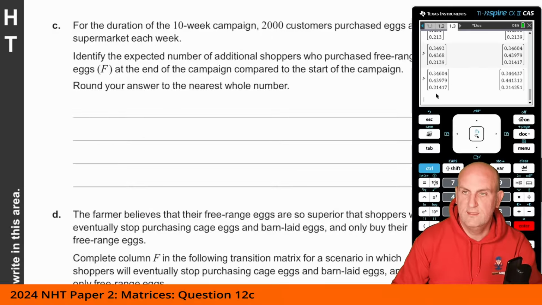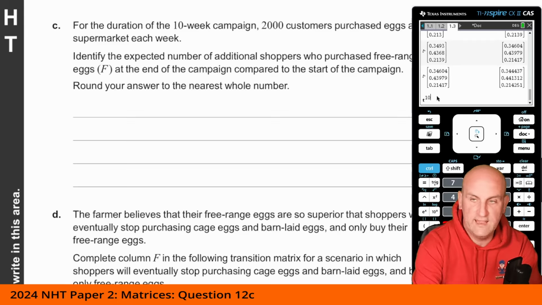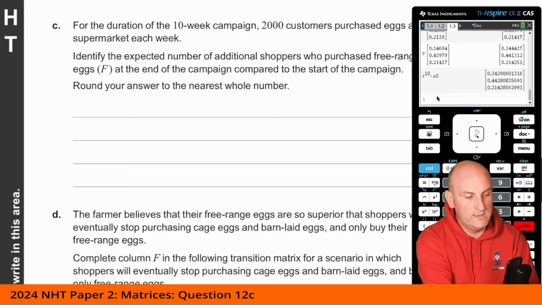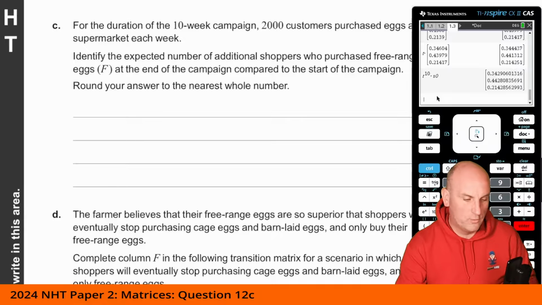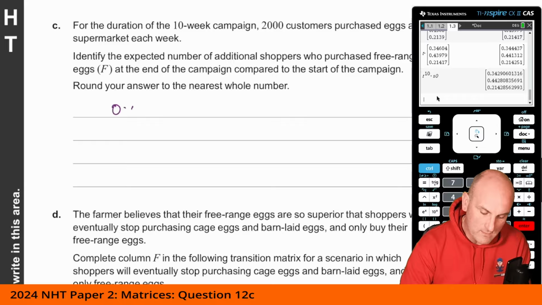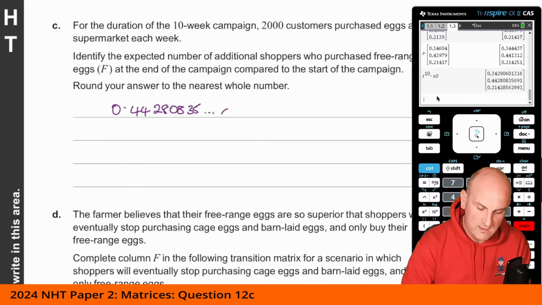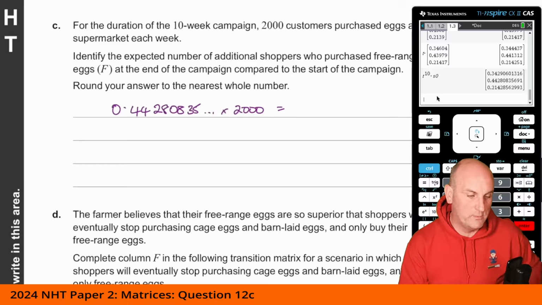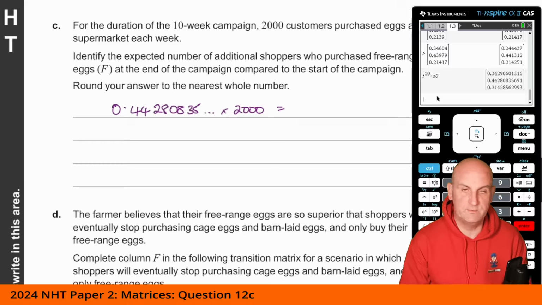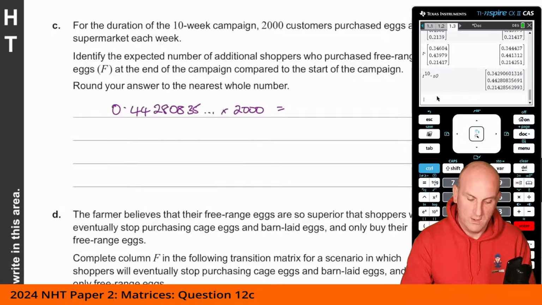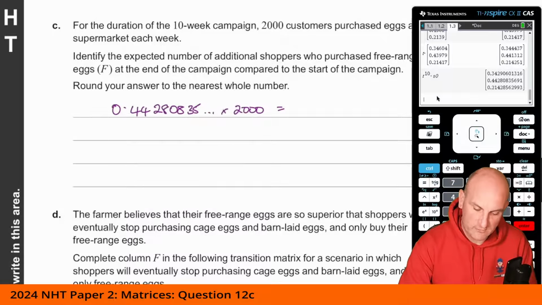I'm now going to do T to the power of 10, that tells me 10 weeks, times S0. There we go. So we know that 0.44280835... times 2,000 people, because that's the start number of people who purchased eggs at the supermarket each week. All right, so of those 2,000 people, 886.